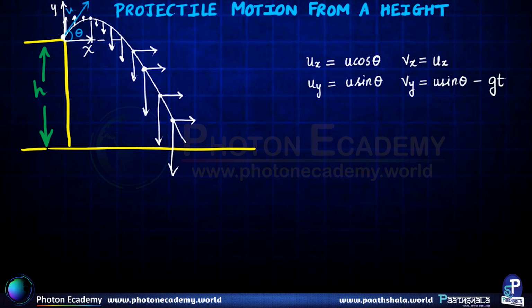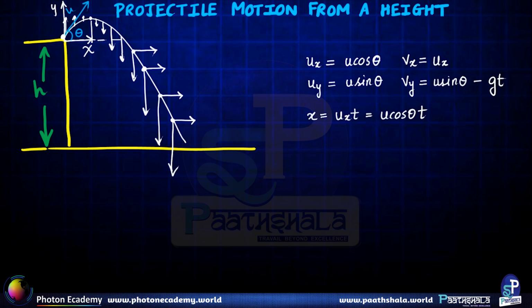Similarly, if we try to analyze what the x coordinate is, the x coordinate will be given as ux into t, which is equal to u cos theta into t, where t is the time for which this particle is in flight, starting at t equal to 0, where the particle was projected from point O, which we are taking as the origin of our coordinate system.